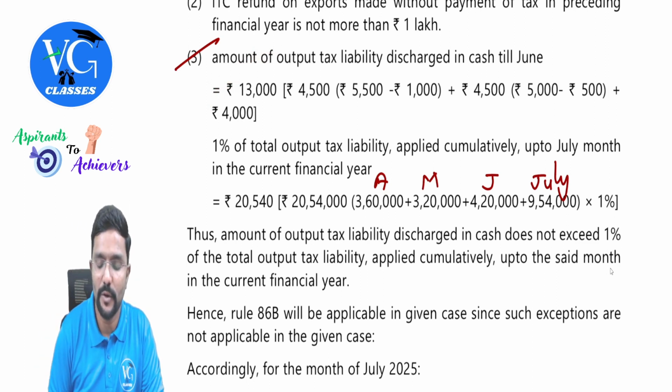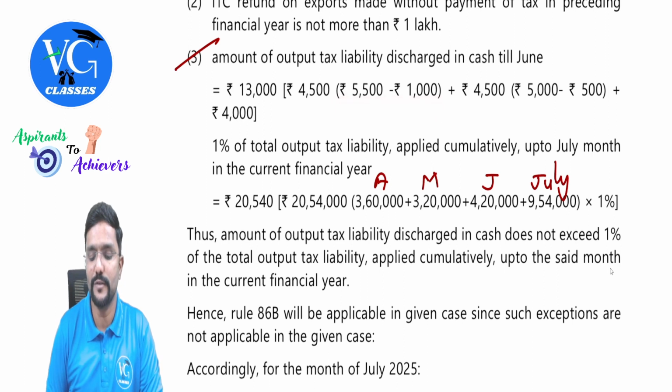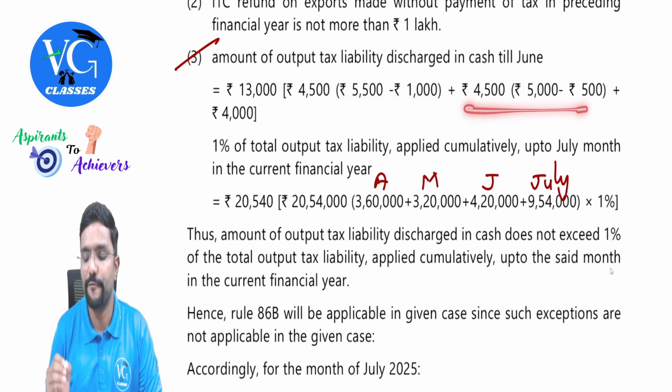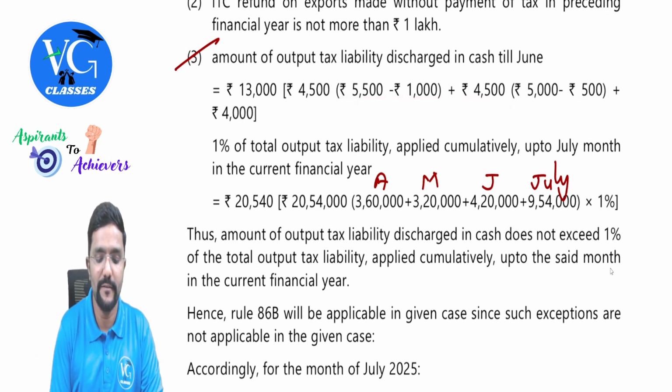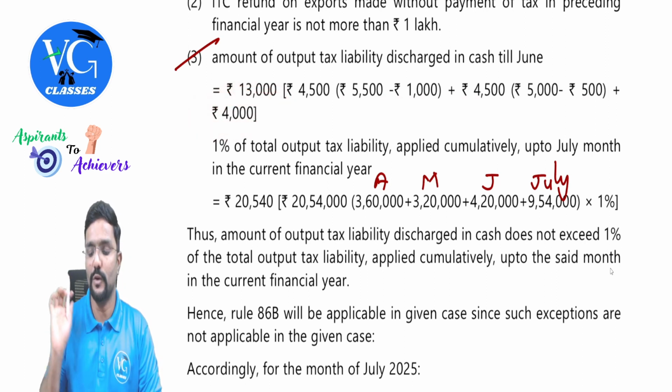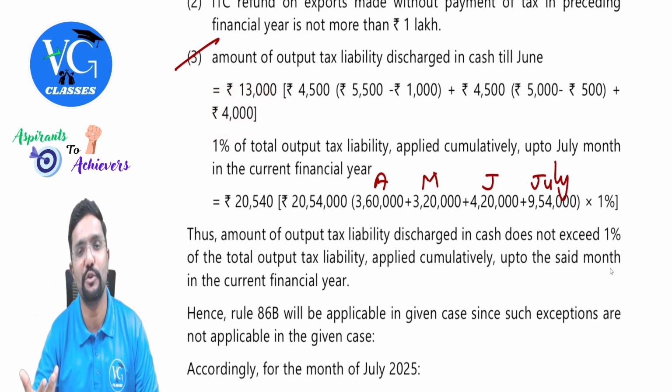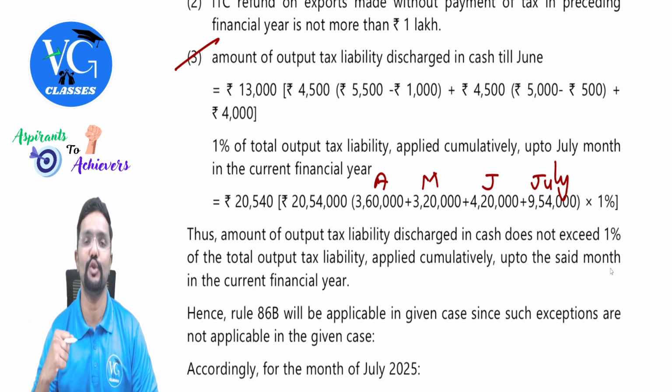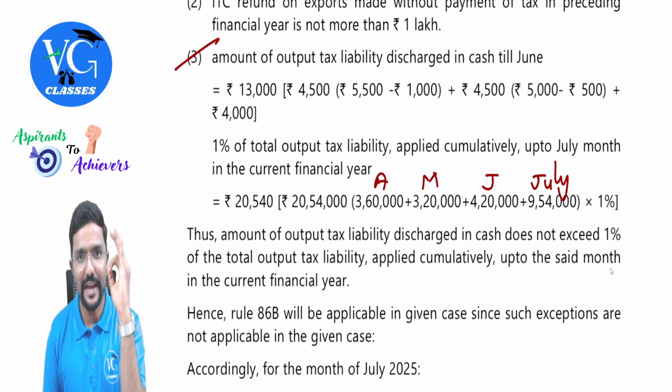So for April, 4,500. For May, 4,500 again. Then June, 4,000. July will not come because for July we are still checking how much we should pay. So there is no question of taking July. Please be careful, I repeat this point.